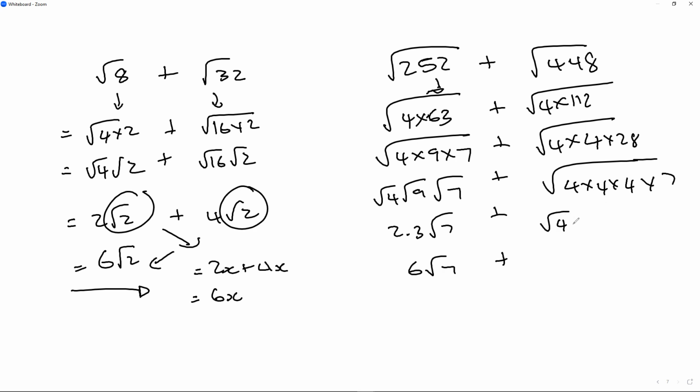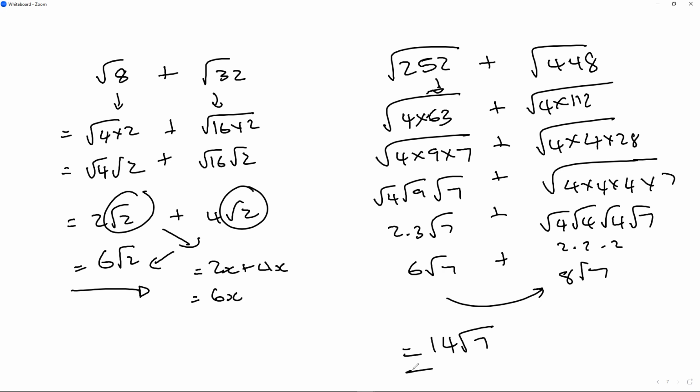So at the end, I can go square root 4, square root 4, square root 4, square root 7. That'll be 2 times 2 times 2, which is actually 8 root 7. And then these two will add up to become 8 plus 6, which is 14 root 7. And that's the final answer there. And this is for level 4.